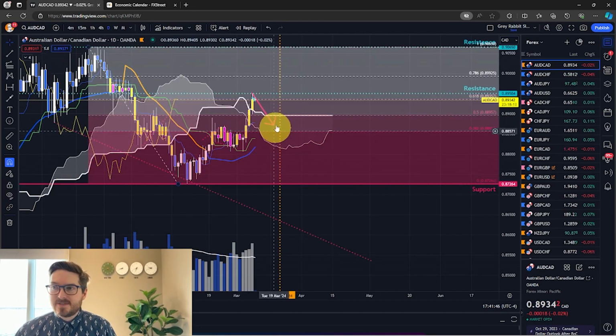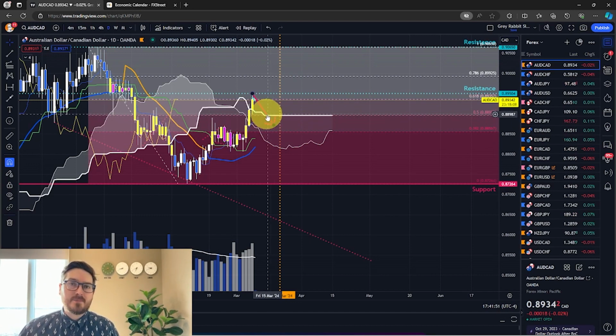So I have this pair just retracing back into the Ichimoku cloud this week on the daily, and I most likely will not be trading this pair.